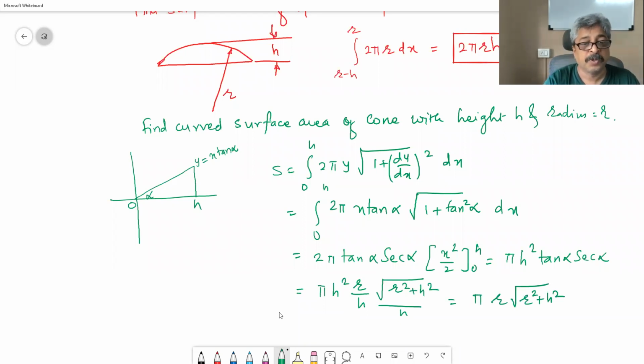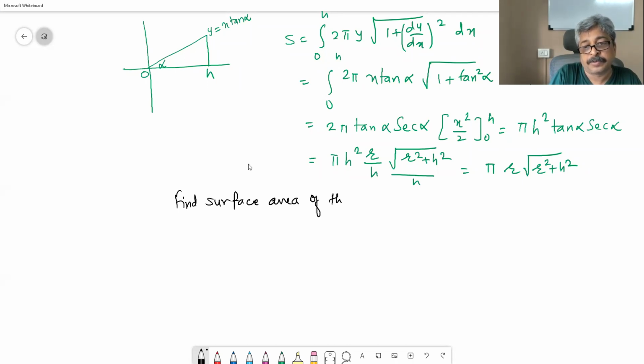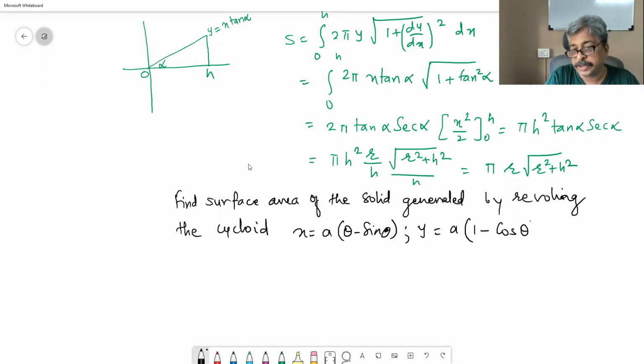The last problem: find the surface area of the solid generated by revolving the cycloid x is equal to a (theta minus sin theta), comma y is equal to a (1 minus cos theta), about the x-axis.